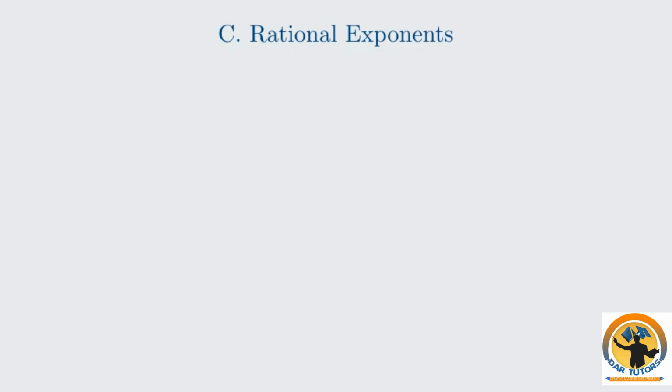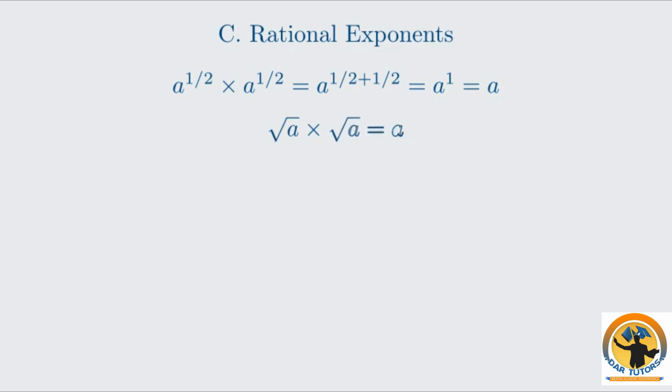Let's see why. Consider the expression a to the power of 1/2. If we multiply a to the power of 1/2 by itself, we use the multiplication law and add the exponents. 1/2 plus 1/2 is 1. So a to the power of 1/2 times a to the power of 1/2 equals a. Now think about square roots. We know that the square root of a times the square root of a also equals a. By comparing these two results, we can conclude that a to the power of 1/2 is the same as the square root of a. We can extend this idea.